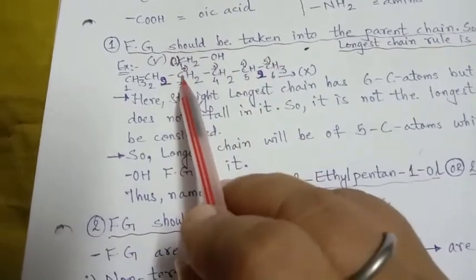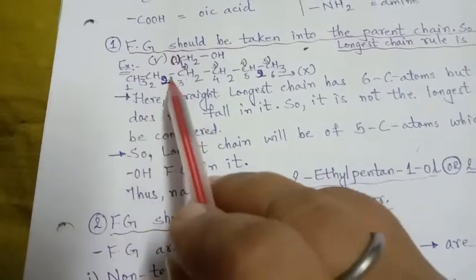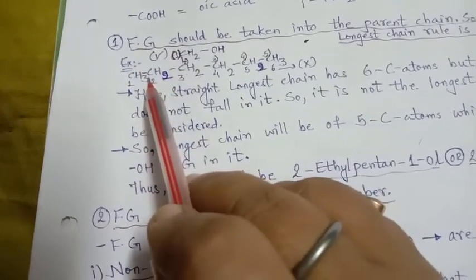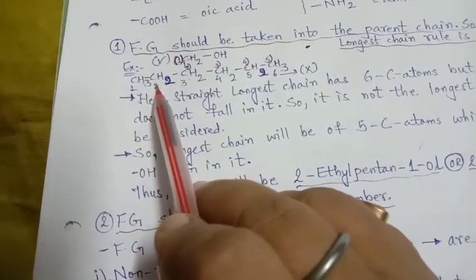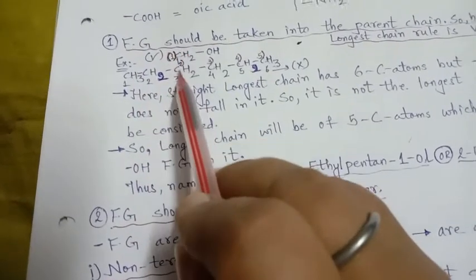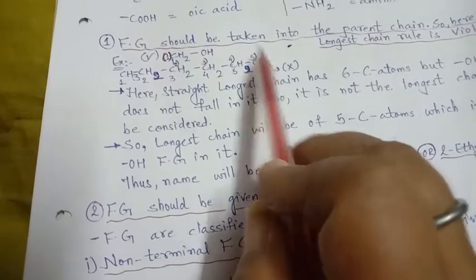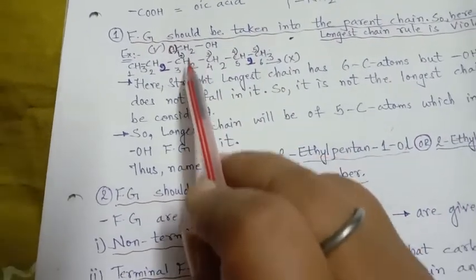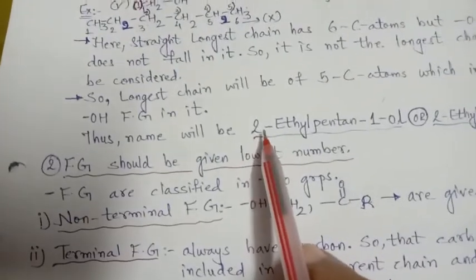So on the second carbon there is the attachment of the ethyl group, right? So second carbon ethyl group is there. So it will be 2-ethyl, and how many carbons? 1, 2, 3, 4, 5, pent, and on the first is the alcohol group. So 2-ethylpentan-1-ol. What will be the name?